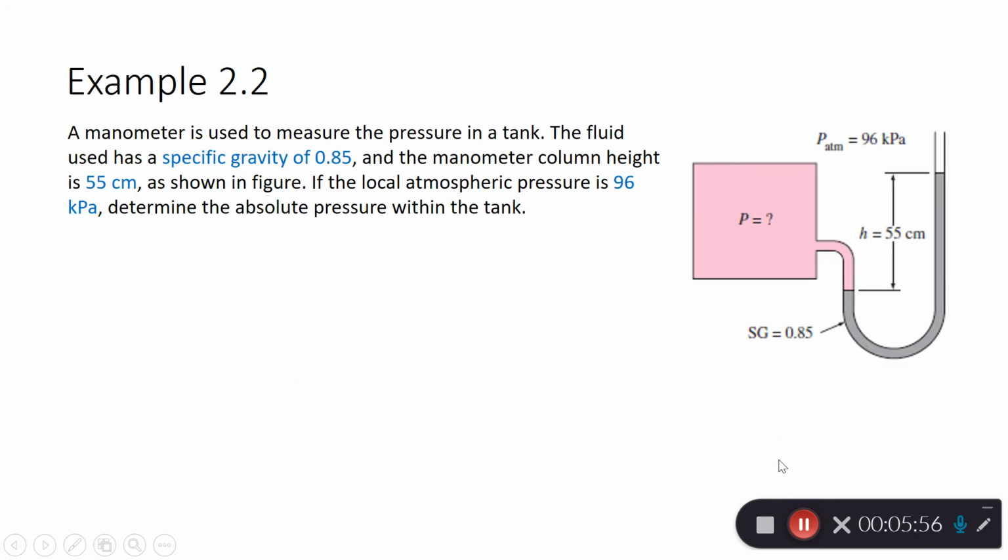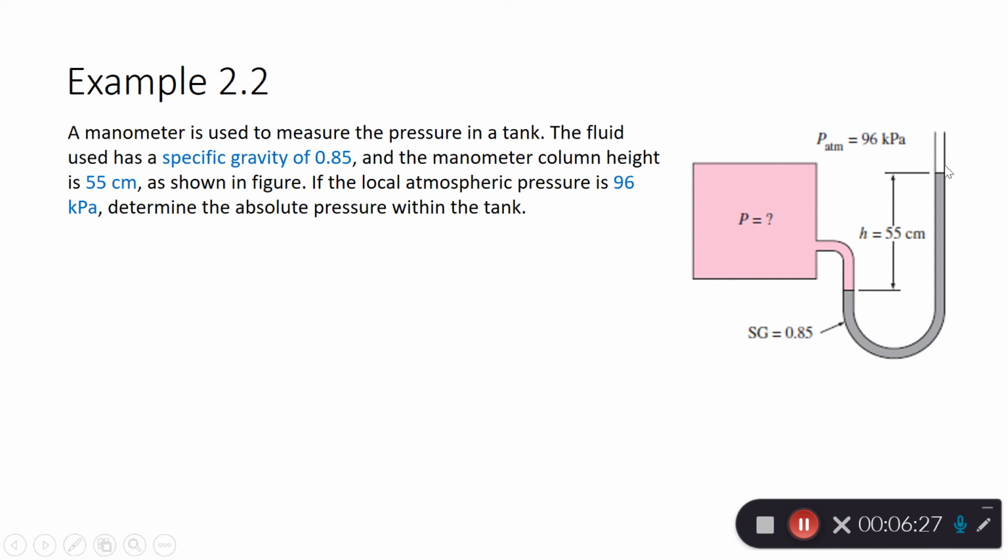So we go through one example. This is a similar diagram as the example just now. A manometer is used to measure the pressure in a tank. The fluid has a specific gravity of 0.85. The manometer column height is 55 cm, right here, as shown in the figure. If the local atmospheric pressure is 96 kPa, determine the absolute pressure within the tank.